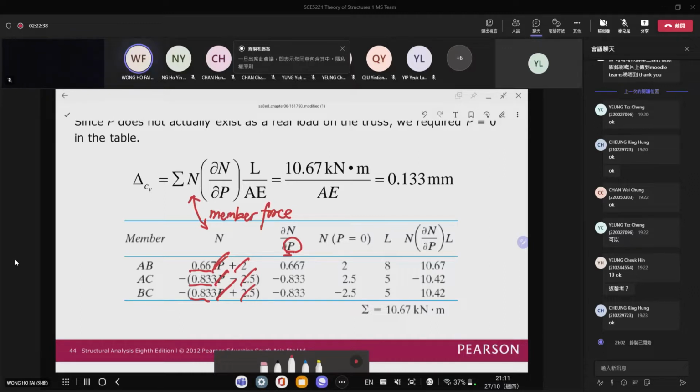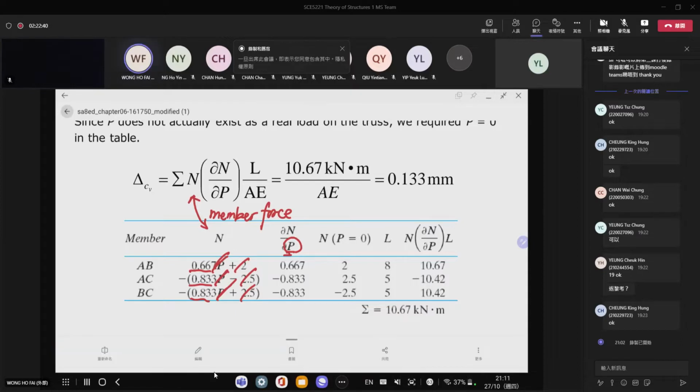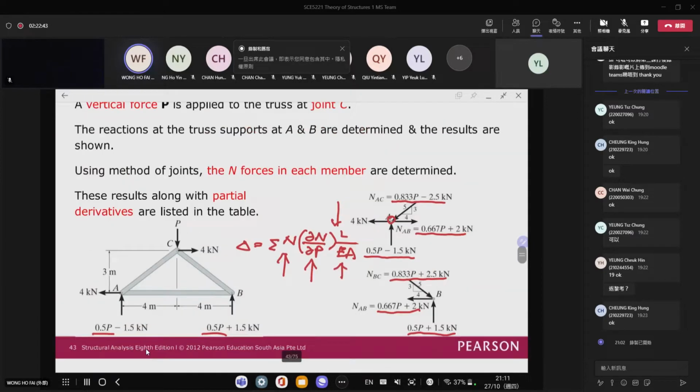And if you still remember, this P originally is not there. The P is artificially added by yourself. Originally, there's no P in the structure. You add P by yourself, right? It wasn't there before, you deliberately added it in. So P actually is equal to 0, okay?